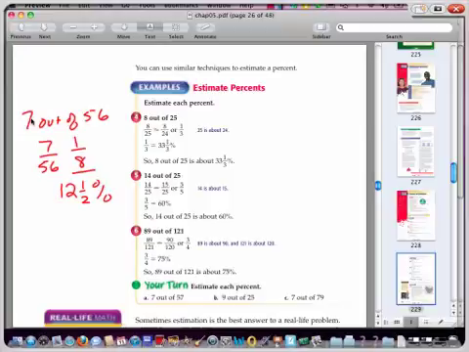Okay, so on B, let's take a look at B. We've got 9 out of 25. Now you could do this, you could calculate that out. I mean, I could figure that out in my head, but let's make it just a little bit easier.